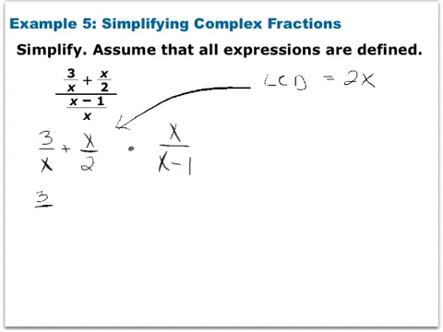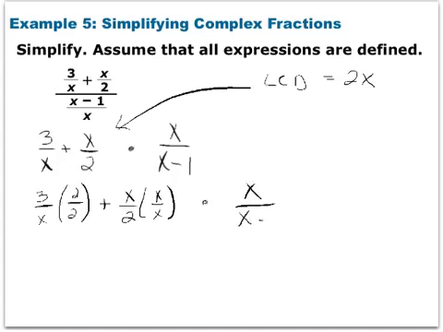So I do 3 over x times 2 over 2 plus x over 2 times x over x. We're still going to multiply that by x over x minus 1 at some point. That gives me 6 over 2x plus x squared over 2x. Hold on to this until the end again.